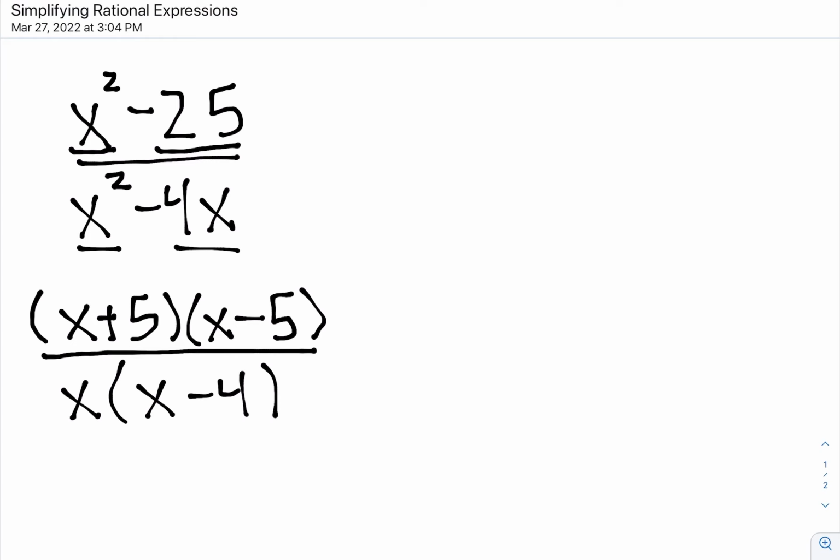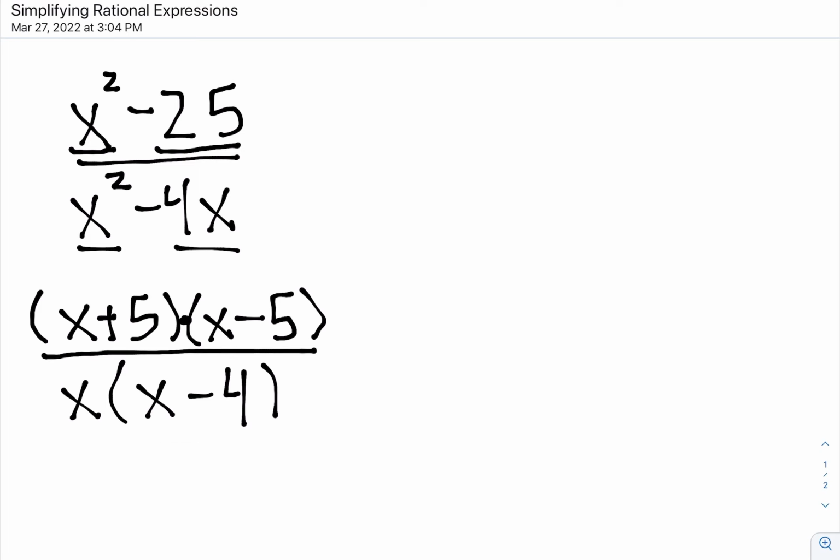The next thing we have to do is ask ourselves if we see anything on the top and the bottom that we can cross out. For example, if we had x plus 5 times x minus 5 on the top, and instead of 4 this was x minus 5 on the bottom, then we'd have something times x minus 5 on the top divided by x minus 5 on the bottom. That's kind of an inverse operation, so we could cancel. But that's not the case, because instead of 5, this is a 4. So we can't simplify this anymore, and if you had this on a test or a quiz, this would be all you could do to simplify.